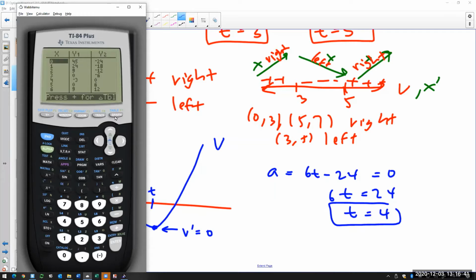Okay, when is the particle speeding up? Guys, speeding up and slowing down, which curve do you look at? The position, velocity, or acceleration? Velocity. Guys, I already have the velocity. No, not for speeding up and slowing down.